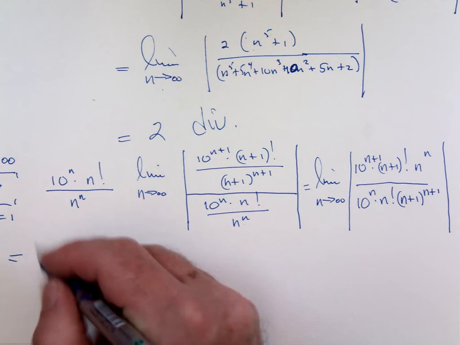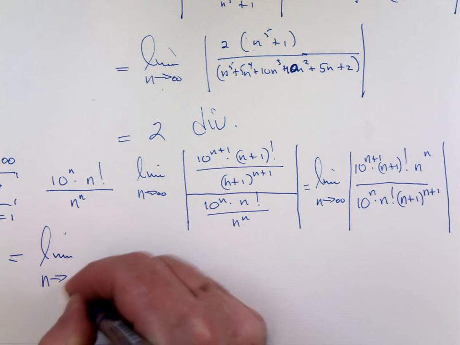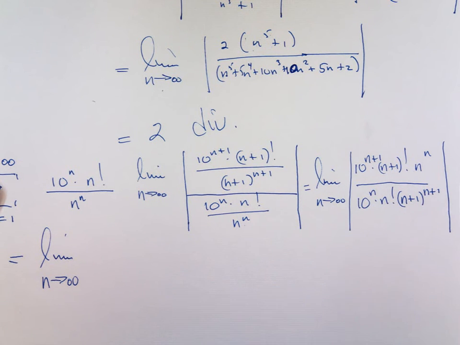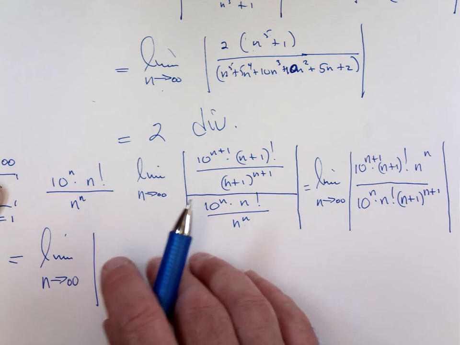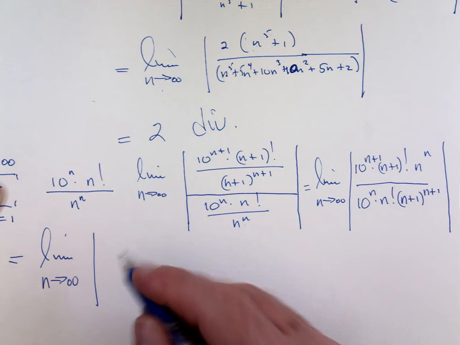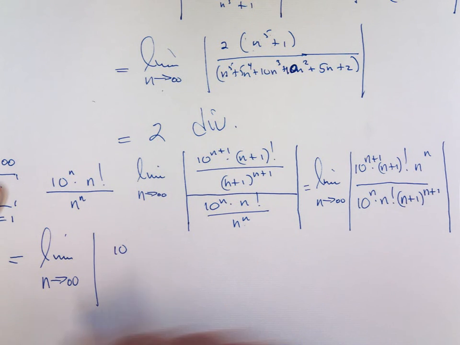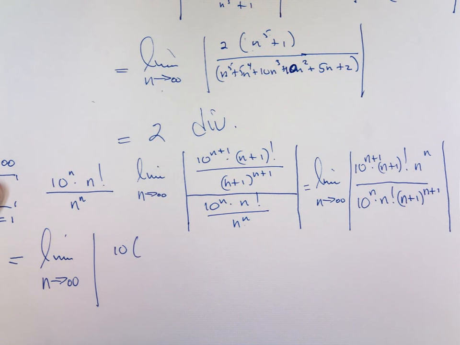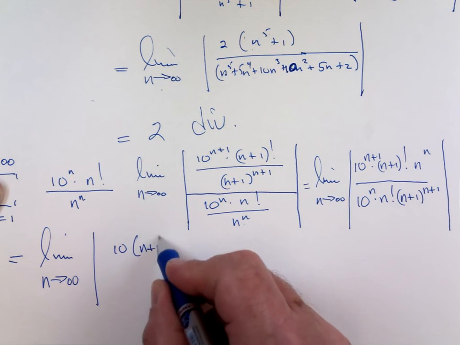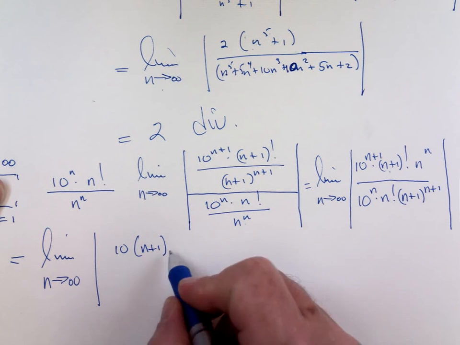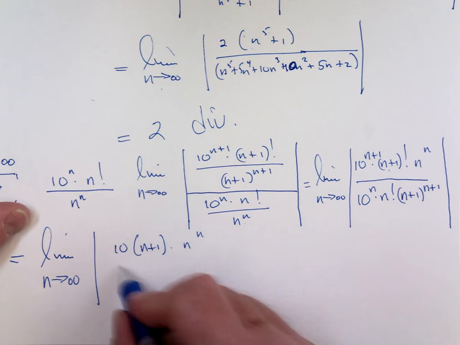Well, what can we do to simplify? We have a 10 to the n plus 1 over 10 to the n. What does that simplify to? Just subtract the exponents. We have an n plus 1 factorial over n factorial. What does that simplify to? N plus 1. Thank you. Very nice. Because n plus 1 factorial is n plus 1 times n factorial, and the factorials cancel. Now, over here we have an n to the n over an n plus 1 to the n plus 1.